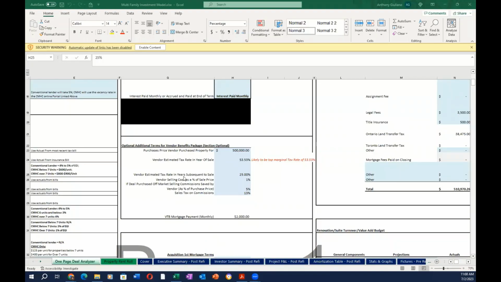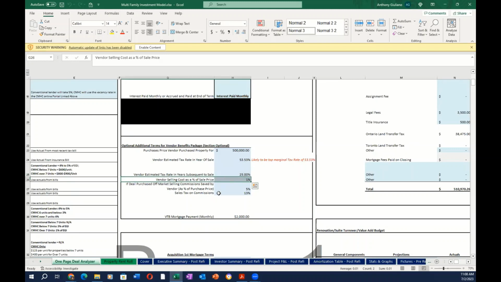So the assumption I'm making here is basically that the vendor's tax rate will probably drop in the year subsequent to the property sale, after they sell to me. Maybe they're retiring. Maybe this was a big cash inflow and they don't really have any other assets generating them this kind of income. So that's what I'm doing here.